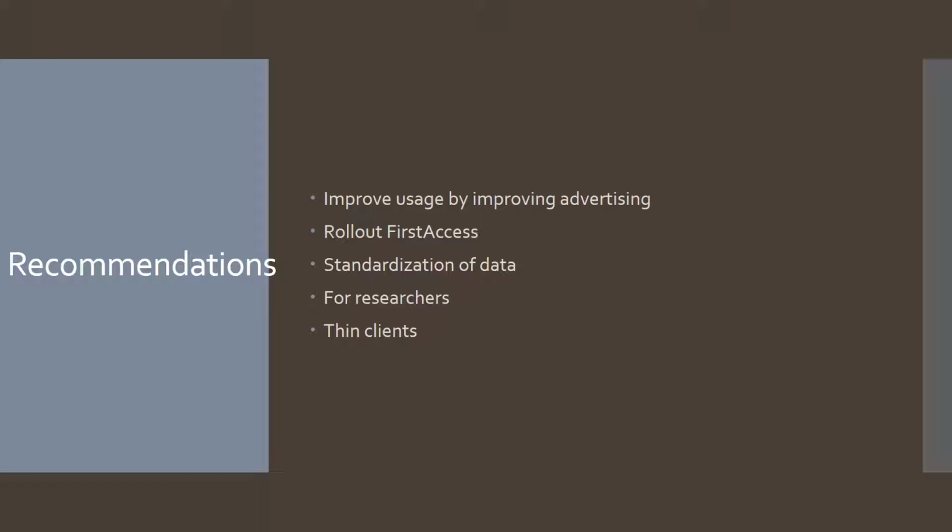Our recommendations are to improve usage, a combination of advertising new features and making the product easier to use for laypersons, rolling out First Access, which is a related module that allows people without smartphones to log in at kiosks in each lobby, standardizing the data because many brands are used in different offices of private practices that aren't compatible with Axiom. A module would allow different interpretations for each.